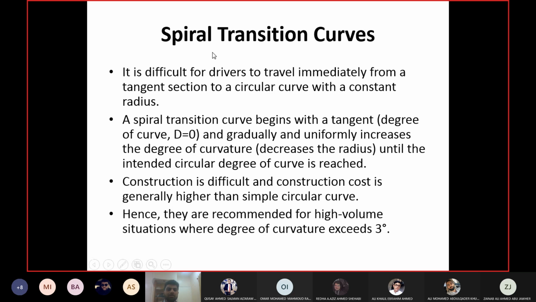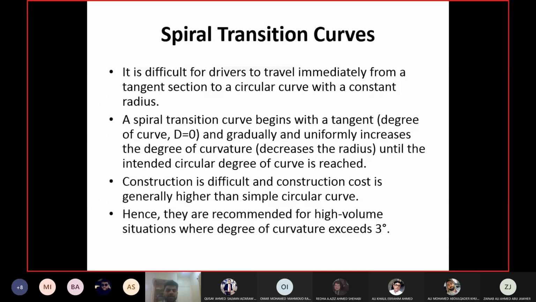Now we will come to the concept of spiral or transition curves. In some books they call it spiral curves only, in some books transition curves only, which means the same thing. So why do we provide a spiral transition curve? As I explained in the last lecture, spiral transition curves are provided between the tangent and the circular curve.